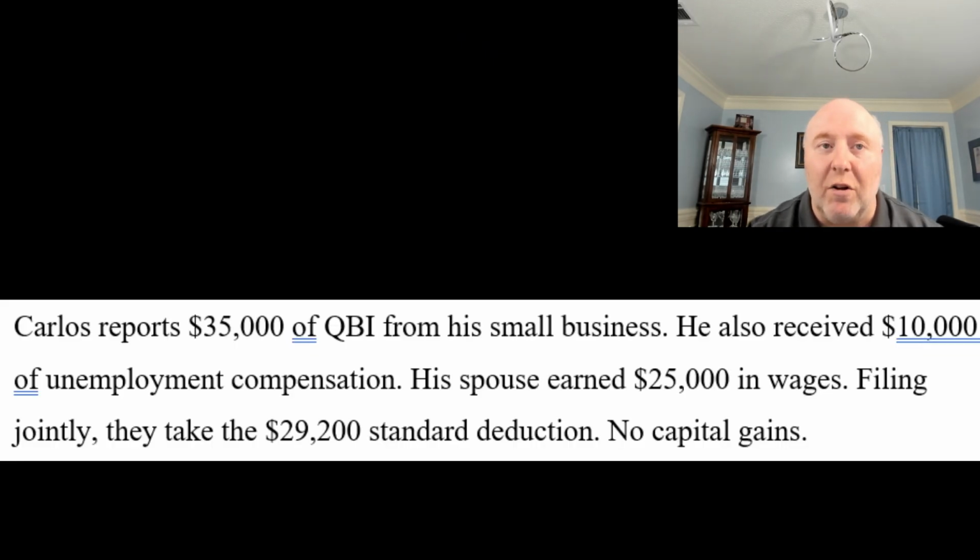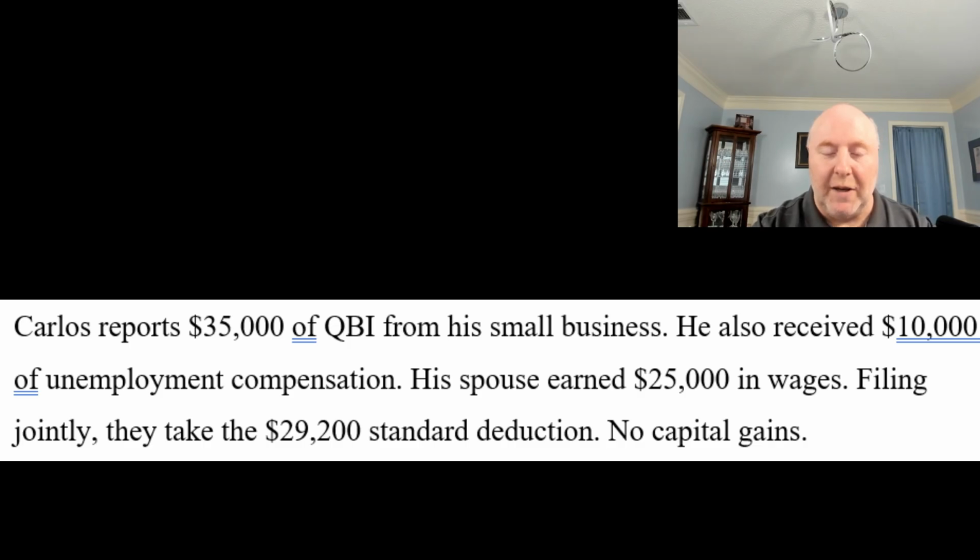Now we've got Carlos reporting $35,000 of QBI income from a small business. He also received $10,000 of unemployment compensation. Hey, we talked about unemployment. That's not going to trip us up. His spouse earned $25,000 in wages. So now they're going to file jointly, and they're going to have $29,200 of standard deduction.